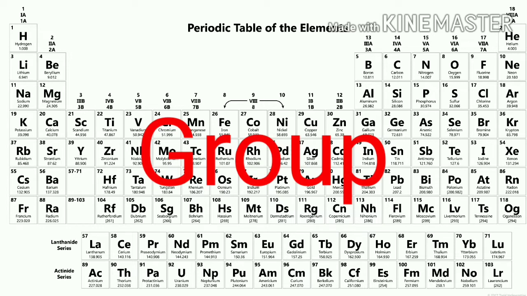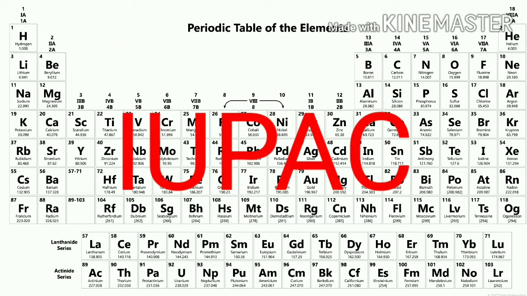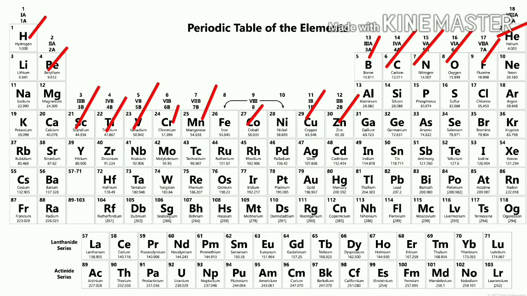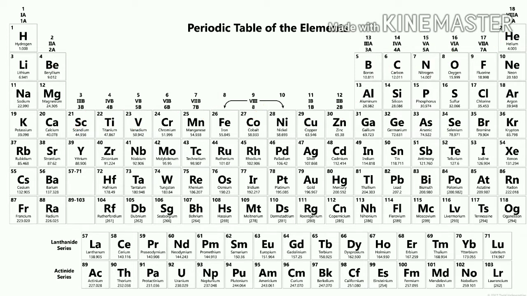According to old recommendation of IUPAC, that means International Union of Pure and Applied Chemistry, the groups are named as IA, IIA, IIIB, IVB, VB, VIB, VIIB, VIII, IB, IIB, IIIA, IVA, VA, VIA, VIIA, VIIIA. From the naming, it is clear that each column of the periodic table is represented as a group, but VIII group is made by 3 columns. So, there are 16 groups made by 18 columns in this periodic table.